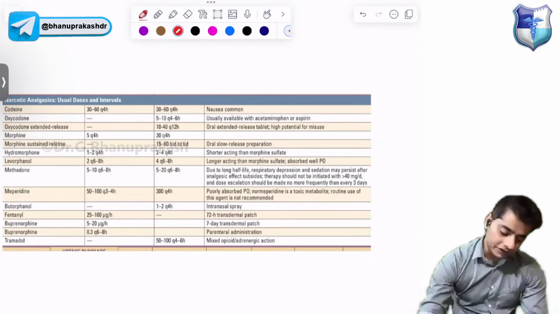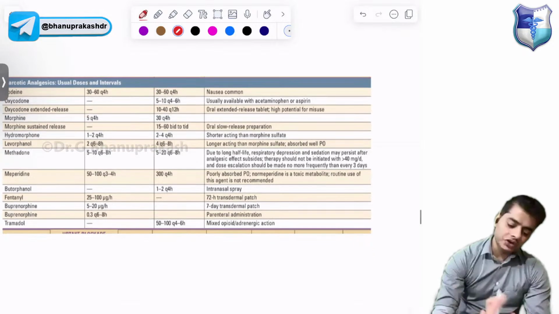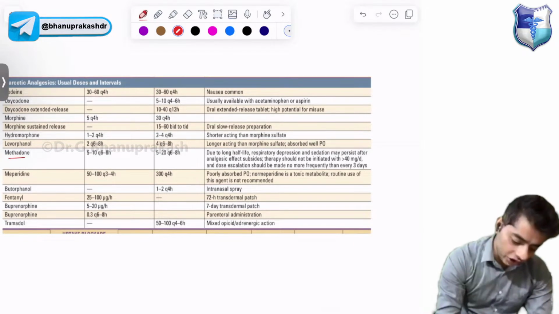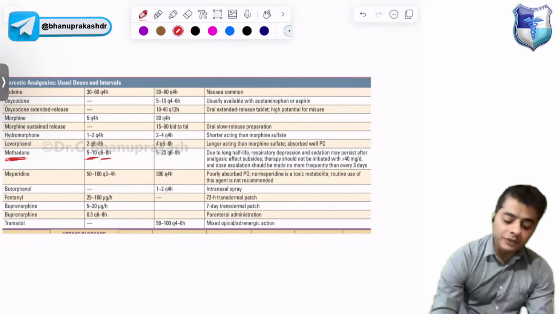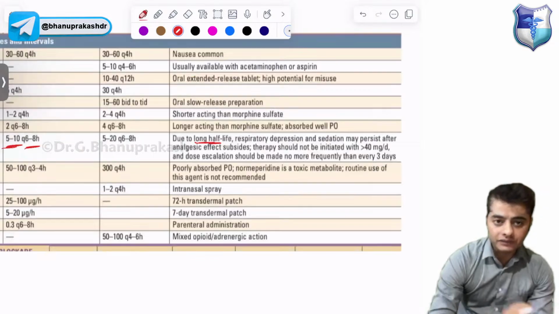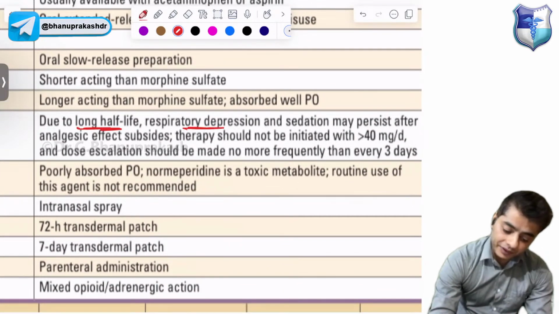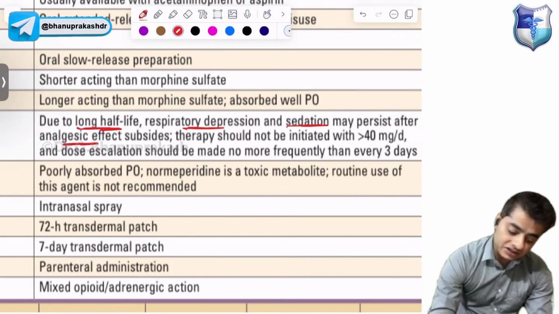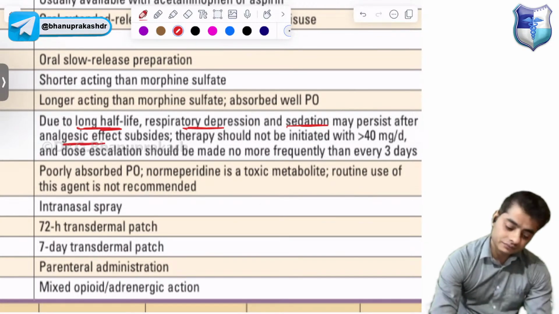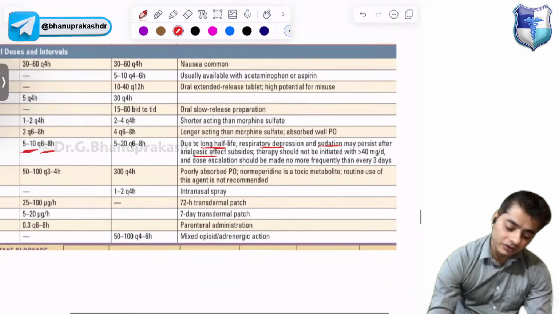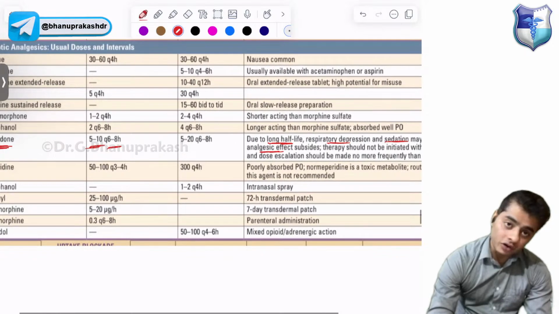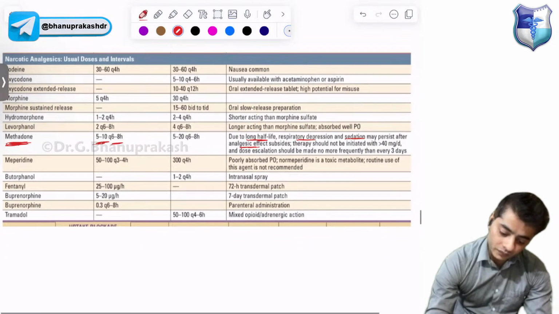Now, coming to opioids, the most important thing you have to see in this table of medicines is methadone. The dose is around 5 to 10 mg, and can be given BDS or QID. Now, methadone has a long half-life. That's why respiratory depression and sedation may persist after the analgesic effects. This is the most important thing to take from methadone because it has a long half-life.